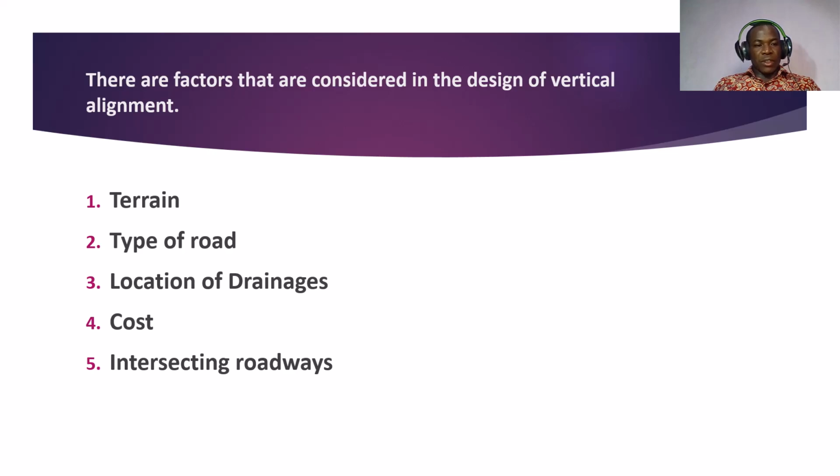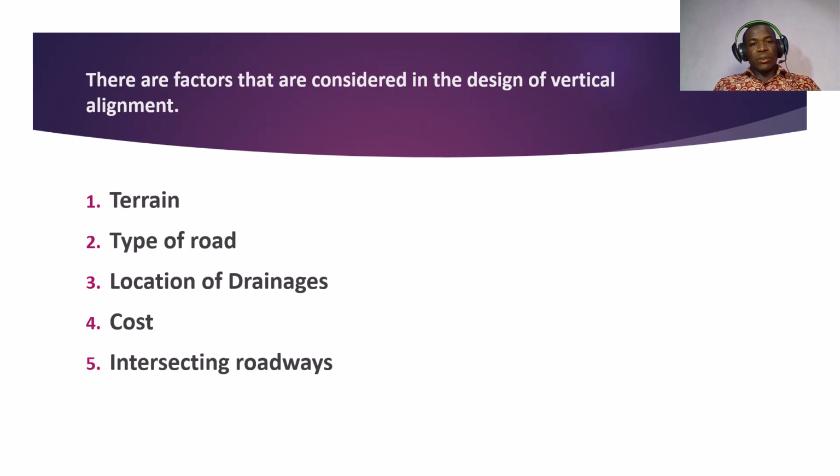in the design of a vertical alignment. These are terrain, type of road, location of drainages, cost, and intersecting roads. So you want to design a vertical profile in a way that it follows the terrain. Of course, you must have cut and fill and things like that.